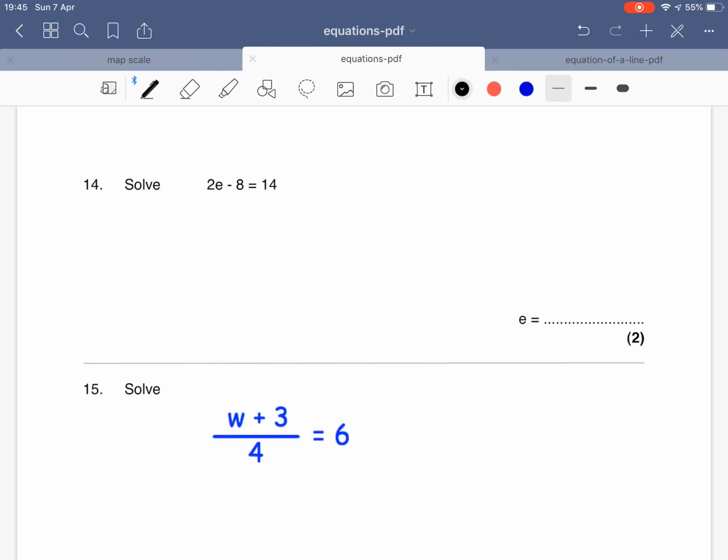Okay, so this one we've got 2 times something, then I take away 8, and I'm left with 14. So the first thing you want to do is get rid of that minus 8 by doing the opposite and adding it. So I'll be left with 2e is going to be 22, because we've got 14 add 8 gives me 22. Now we've got 2 times what is 22, so e is going to be half of that, which is 11. So we just divide by 2 here.